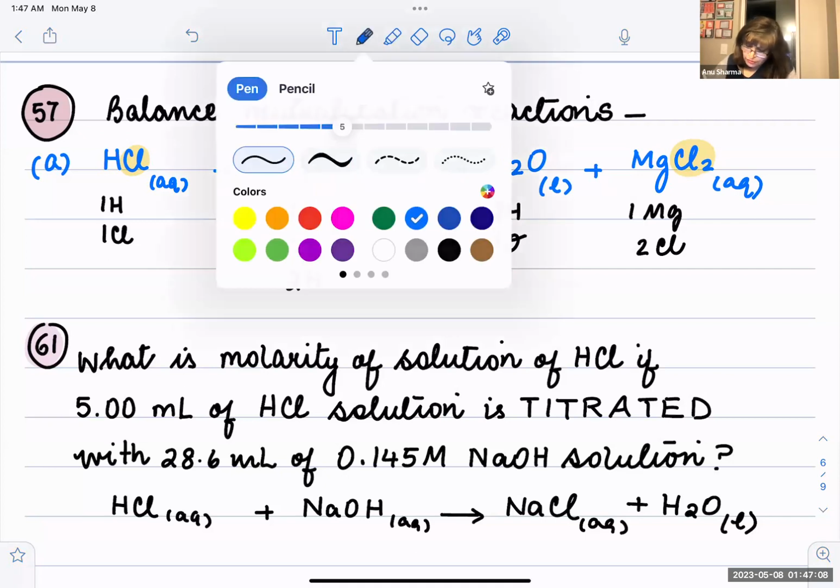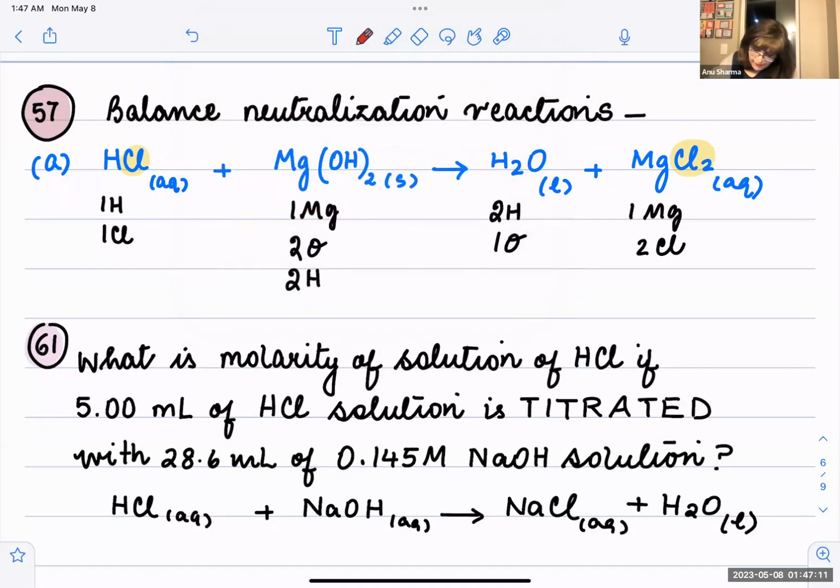We can put 2. Let me put this in. We put 2 here. So 2 times, that changes the hydrogens also. So now there are 2 hydrogens and 2 chlorines. So chlorine and chlorine are balanced. Hydrogen and hydrogen are also balanced. Next, let's count the others. Now we have 1 magnesium, 2 oxygens, and there is only 1 oxygen here, 2 hydrogens, so we have to go back and change this.